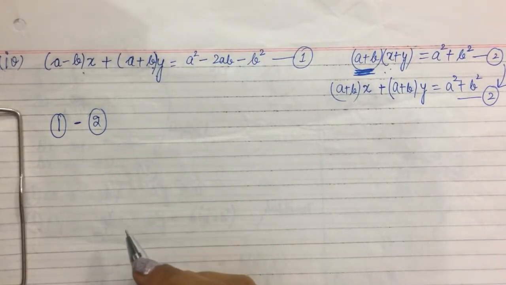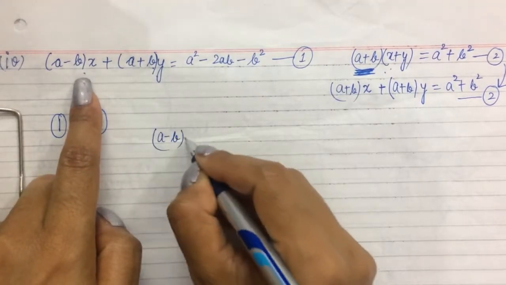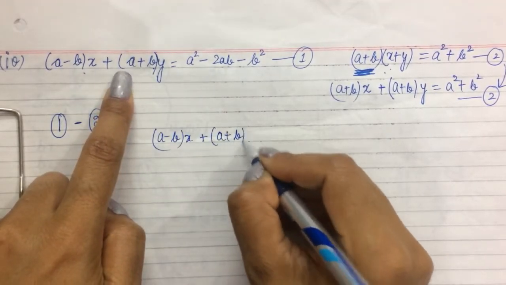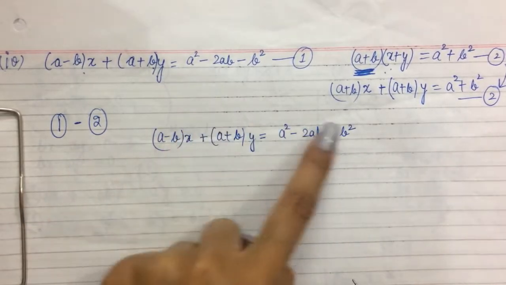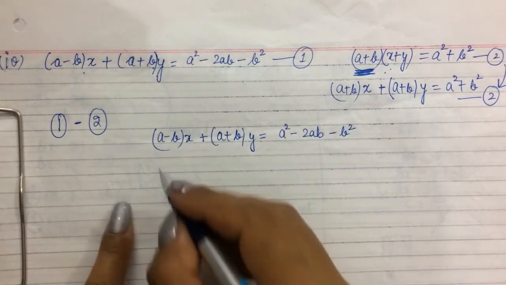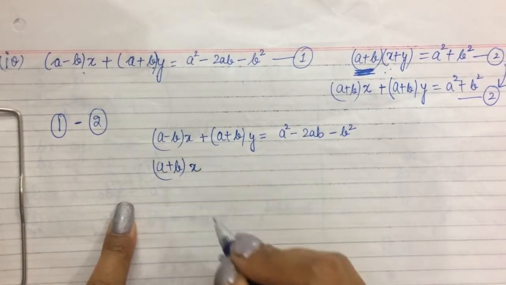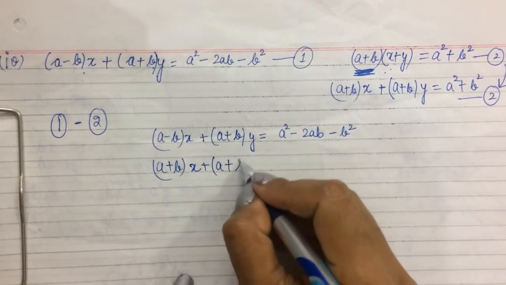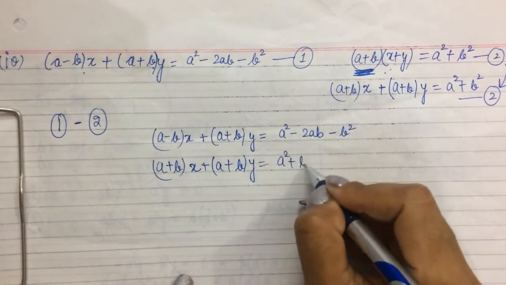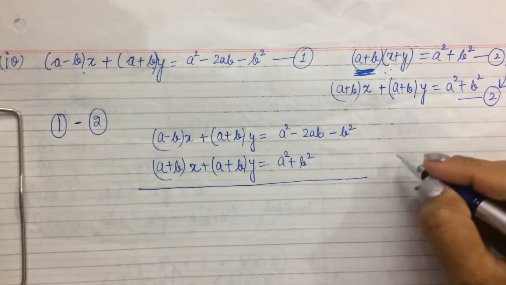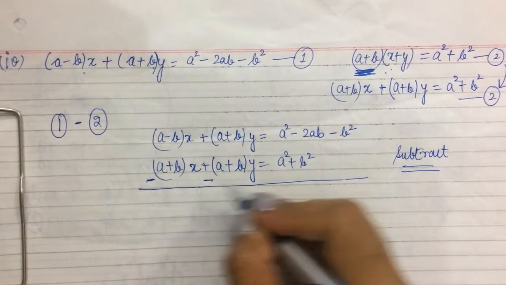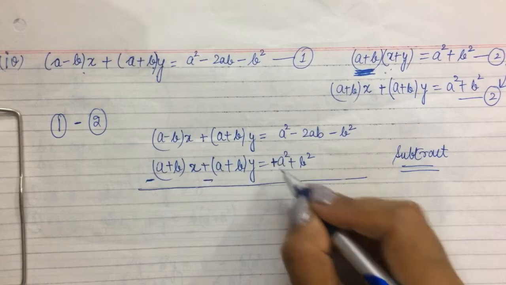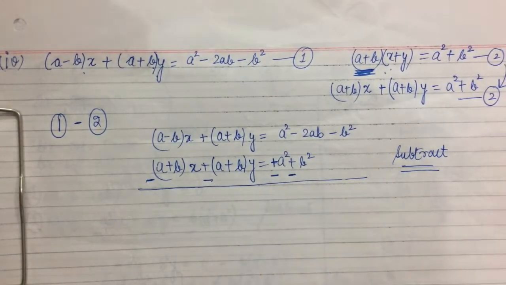So what I've got is a minus b times x plus a plus b into y. Right hand side is a square minus 2ab minus b square. Let's write this equation, the one to be subtracted, below here. A plus b into x, the second equation, plus a plus b into y equals to a square plus b square. Since I'm subtracting, the signs will be changed. Negative, negative. This is positive, this becomes negative, this also becomes negative. The term with y will get cancelled.